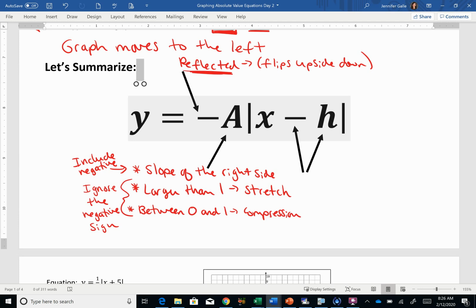So I just want to make sure I clarified that from yesterday. That was a question I got from a few people. When you're looking at the slope piece, if there's a negative, you include it. If you're looking to see if the graph stretches or compresses, ignore the negative sign if there's one there. Now, on to the piece that is new for us today, that idea of adding or subtracting inside of those parentheses, or inside the absolute value bars. If we had x minus a number, we saw the graph move right.